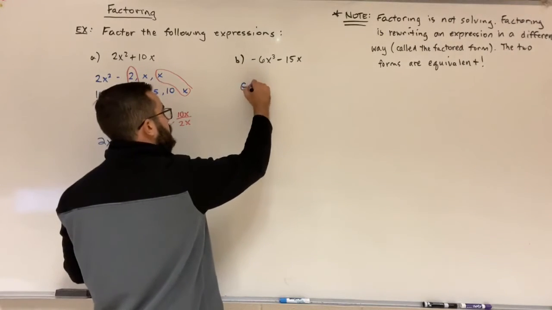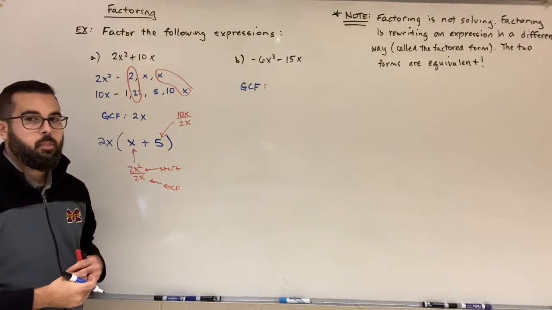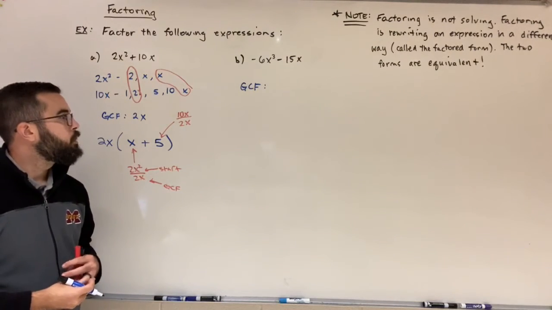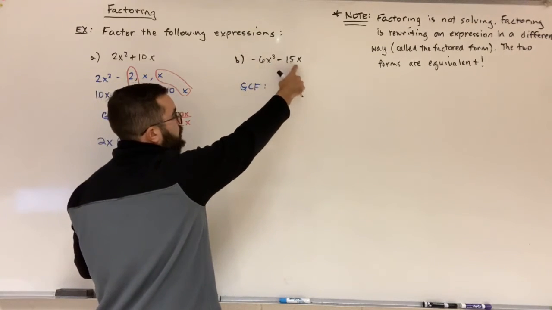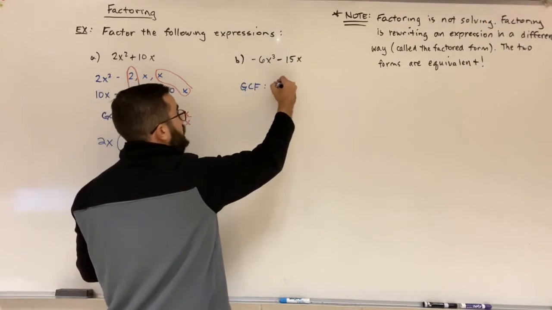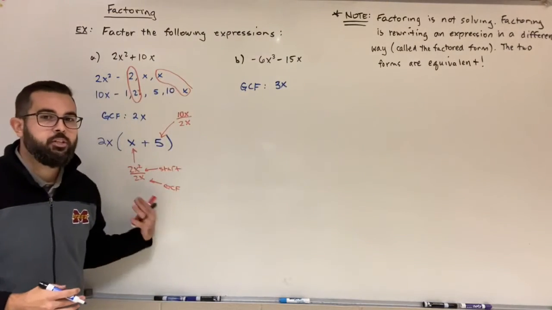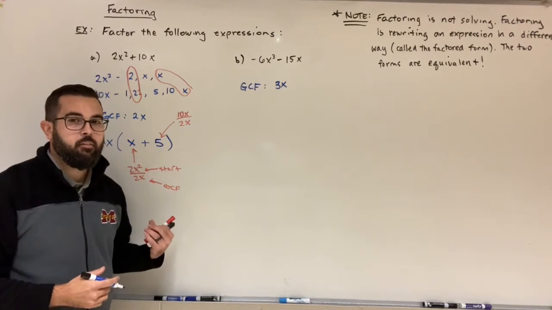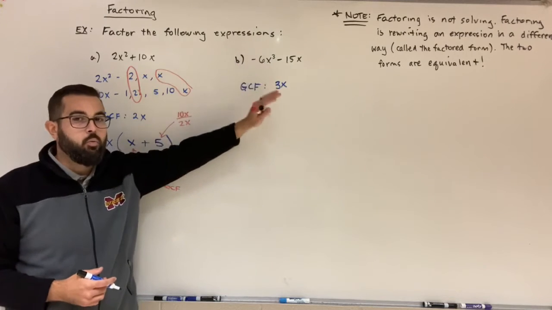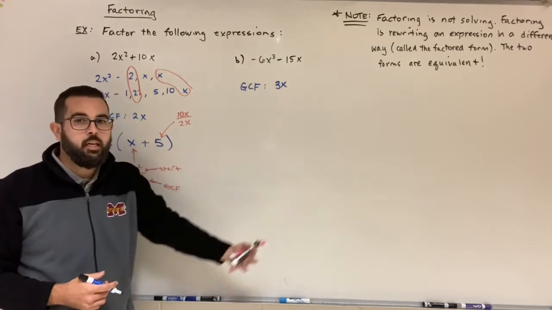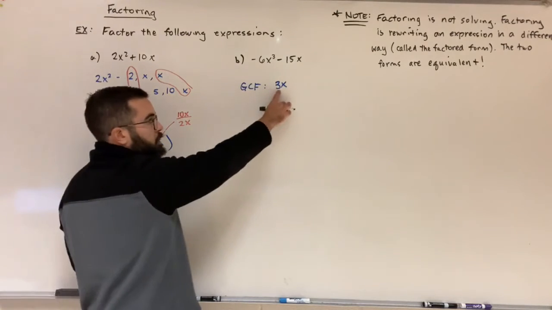Without making the list, pause the video and see if you can get this GCF. So the GCF of negative 6x cubed and negative 15x, okay, is going to be 3x. Now, you might say, well, why didn't you take out a negative? I can take out a negative. And I'll show you that there's two ways to write the factored form of this. One with a positive GCF, or you can use a negative GCF. It doesn't matter, they're both the same. All right, so I'm going to stick with this positive 3x.